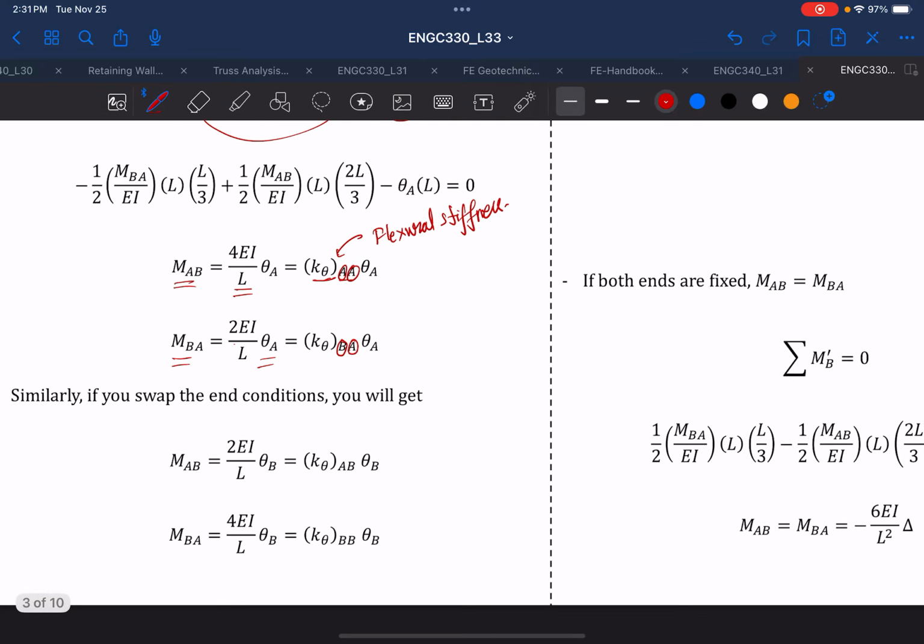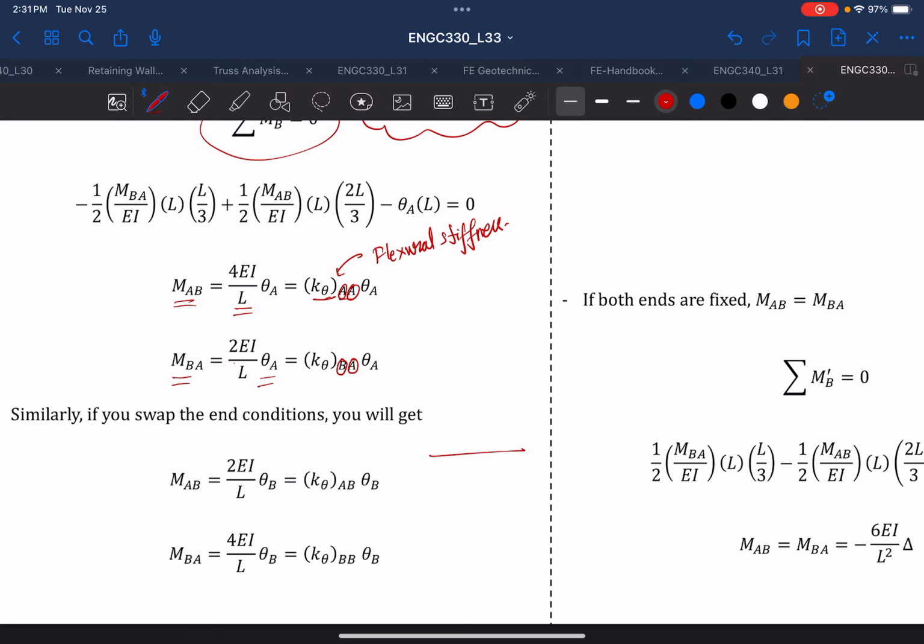And if you swap the end condition, which means that you're going to put joint A as fixed and joint B as a roller support, and then we're applying a positive moment MBA. Remember that this is B, and then we know that this will also cause MAB at the end. And because of this, we know that this will be deflected in this way, and this will be your theta B.